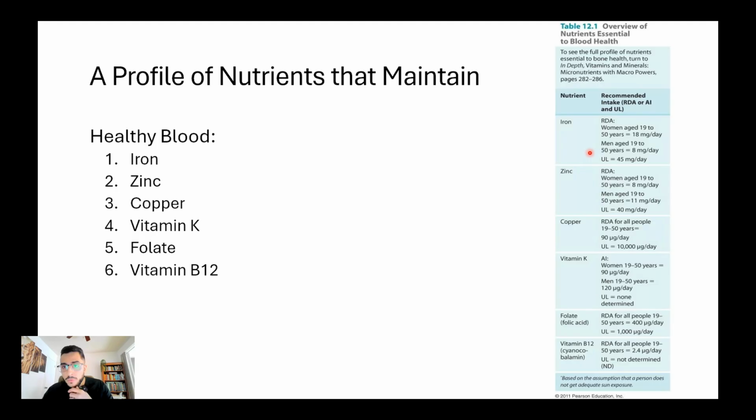Okay. For example, iron, usually women require more iron than men due to their menstrual cycle. If they are in the menopause stage of life, I would say, if they're pregnant or lactating, right, they require a little bit more iron than men, as you can see here. Okay.